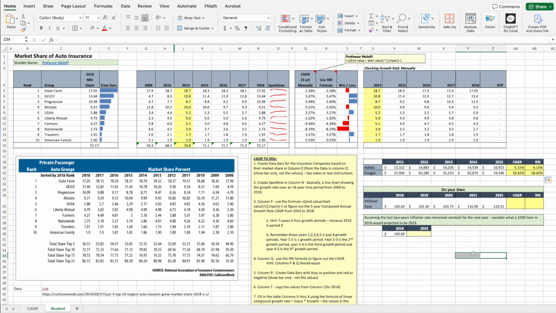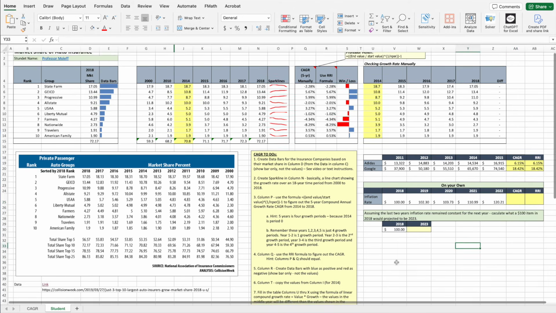Now, for your on your own assignment, I want you to figure out what the inflation rate was starting in 2018 going to 2022. This is the actual inflation rate that happened over this time period, starting from 2018 to ending in 2022, of a product that cost $100 in 2018. At the end of 2022, that same item that cost $100 now costs $120.21. And I want you to figure out what the inflation rate was using the CAGR and the RRI formula.